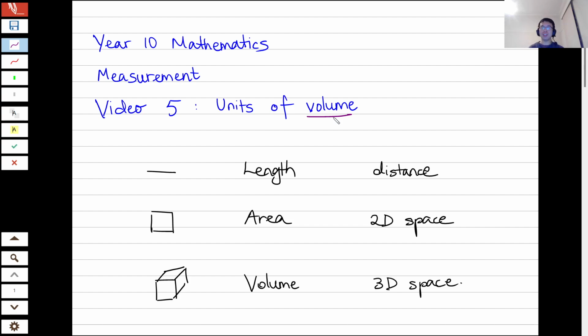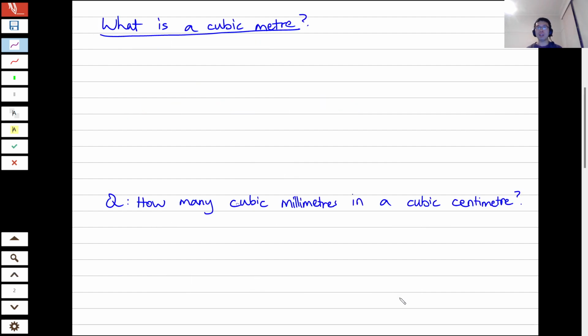You see, the thing is, we live in a three-dimensional world, which means we're going to need to take measurements in 3 dimensions. The counterpart of area in 2 dimensions is volume in 3 dimensions. So, how are we going to make these measurements? Well, the standard unit that we use is called the cubic meter.